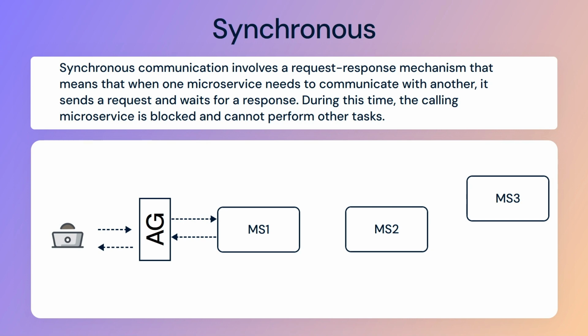So here is an example of synchronous. Here client sends a request to microservice 1 and then microservice 1 sends the request to microservice 2 and then microservice 2 sends request to microservice 3. So in the meantime, microservice 1 waits for the second's response and the second one waits for the third's response here. So the requesting service is blocked until it receives a response from the called service.